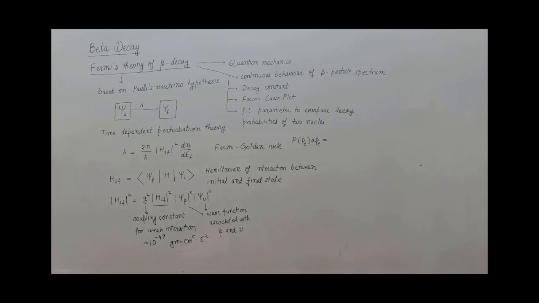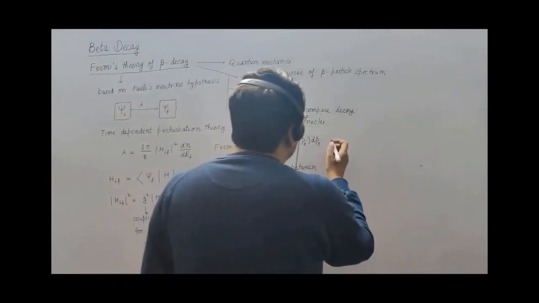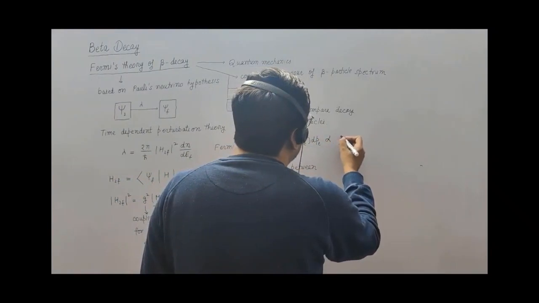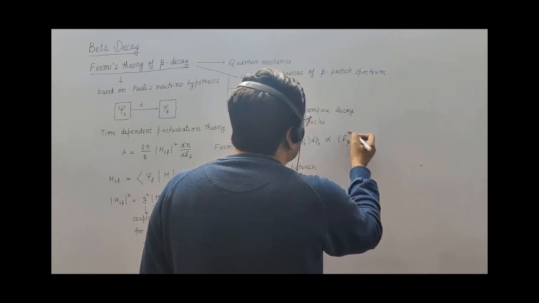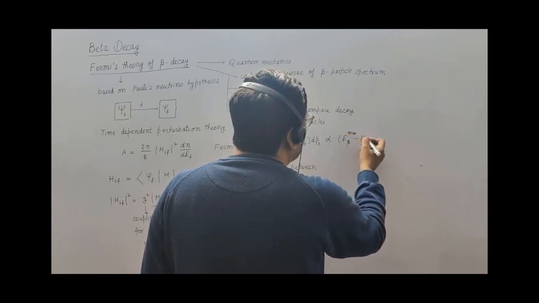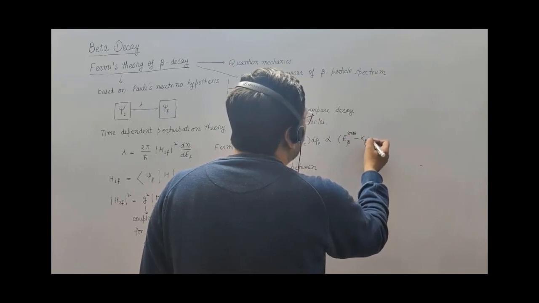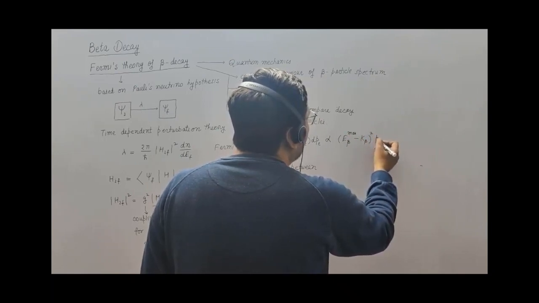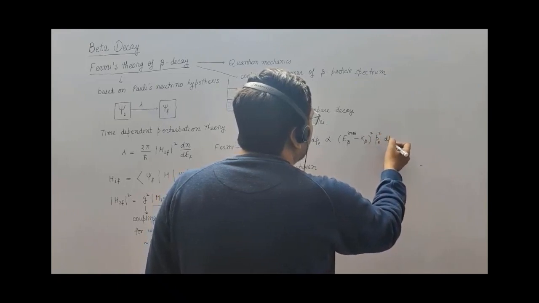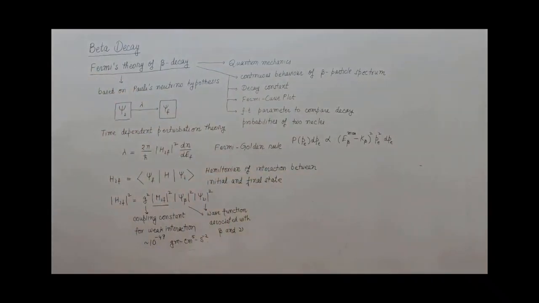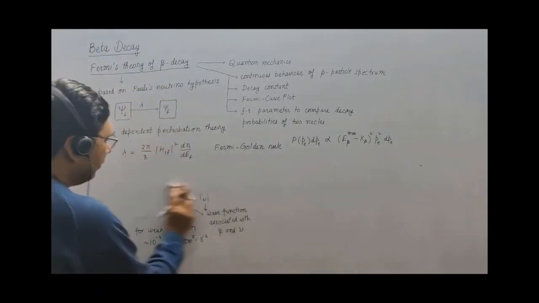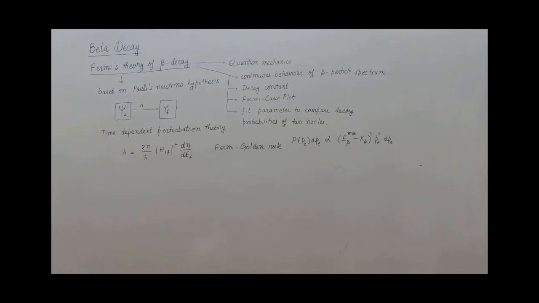Then this probability will be proportional to (E beta maximum minus K beta) and the square of this. This will also be proportional to P square dP_e. So he obtained this type of expression. If you write down this expression completely, we will get the final expression like this.